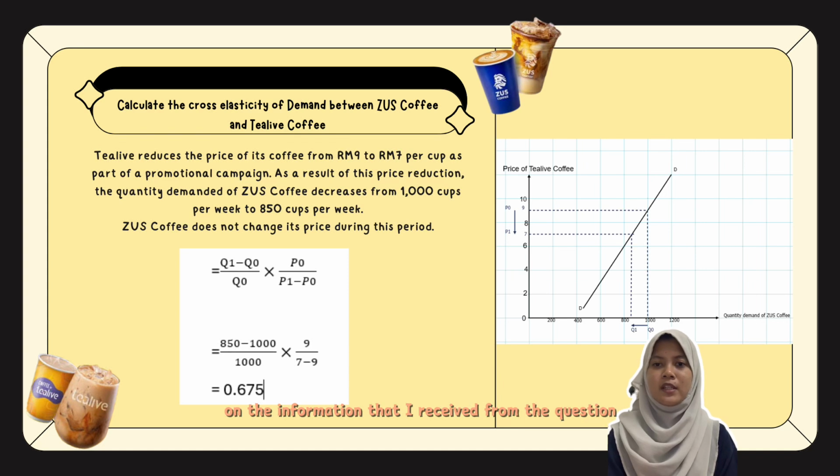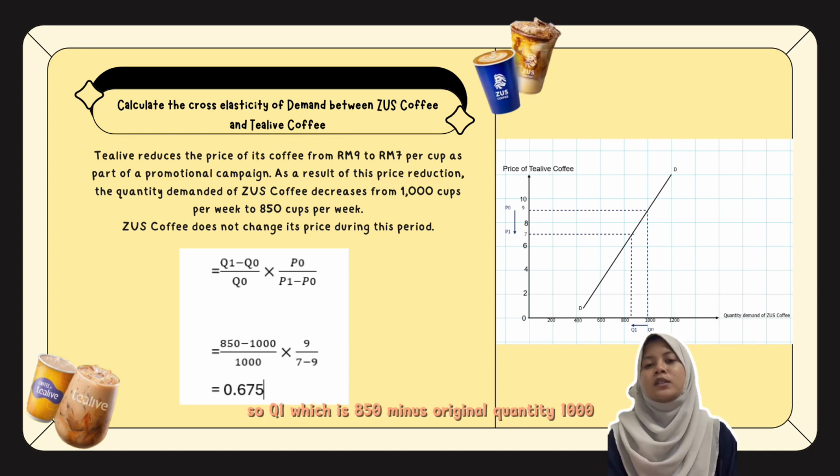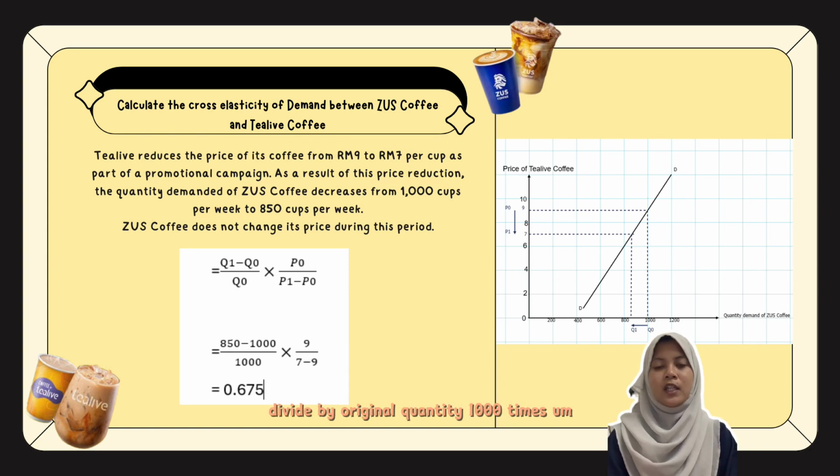Based on the information that I received from the question, I'll put the amount into the formula. So Q1, which is 850, minus original quantity 1,000, divided by original quantity 1,000, times original price 9 ringgit divided by P1 minus P0, which is 7 ringgit minus 9 ringgit. We get 0.675. So based on the calculation of cross elasticity of demand, it shows a positive coefficient which is 0.675.